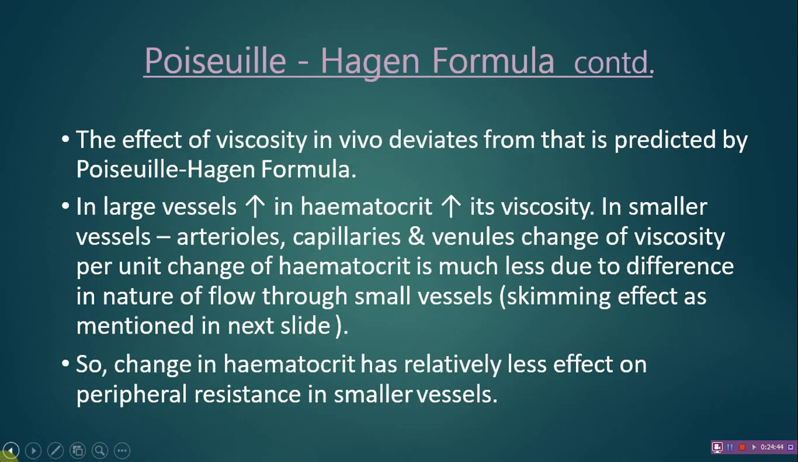Now, the effect of the viscosity in vivo deviates from that predicted by the Poiseuille-Hagen formula. In large vessels, an increase in hematocrit increases its viscosity. In the smaller vessels, like arterioles, capillaries, and venules, the change of viscosity per unit change of hematocrit is much less. This is due to the difference in the nature of flow through small vessels, which is called the skimming effect. We will discuss that later. So change in the hematocrit has relatively less effect on the peripheral resistance in the smaller vessels.